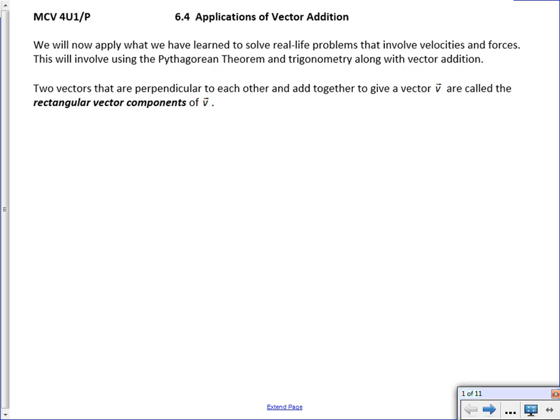So we're going to apply what we've learned to solve real life problems that involve velocities and forces. This will involve using the Pythagorean theorem and trigonometry along with vector addition. So it's putting trigonometry and vectors and scalar multiples potentially too, all mishmashed together. Okay? So the thing I just said is two vectors that are perpendicular to each other and add together to give a vector v are called the rectangular vector components of vector v.